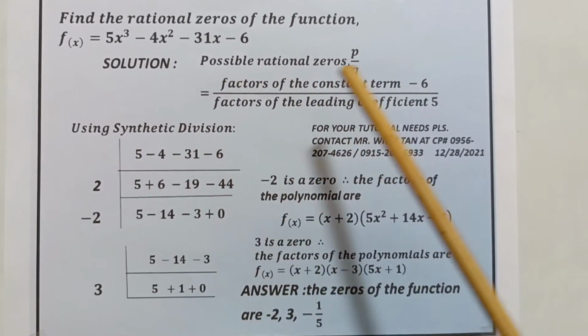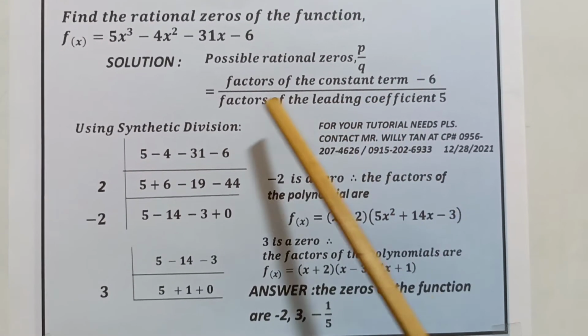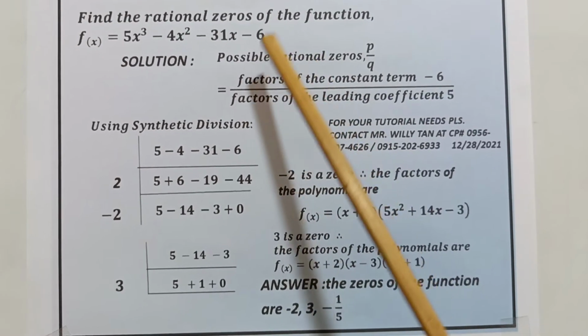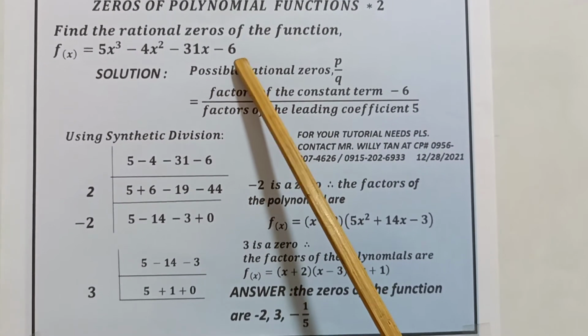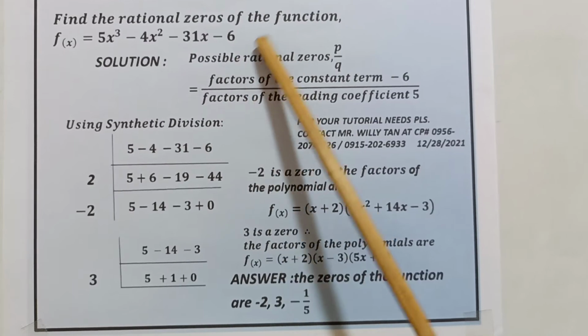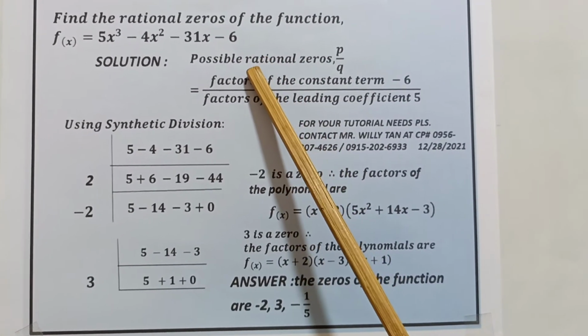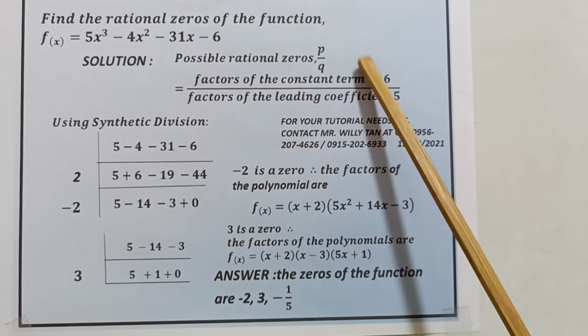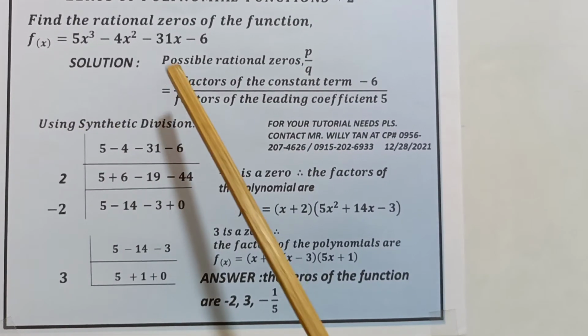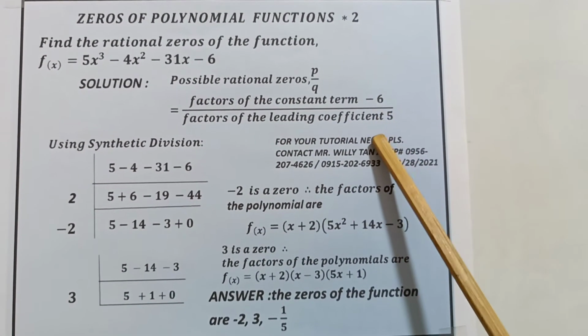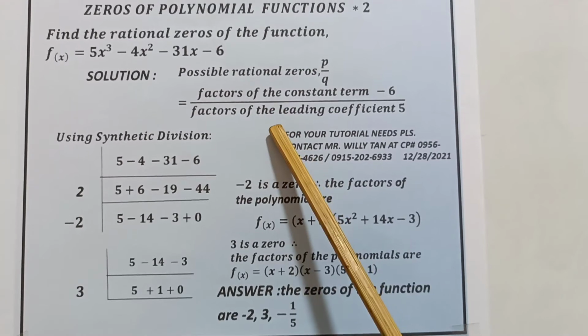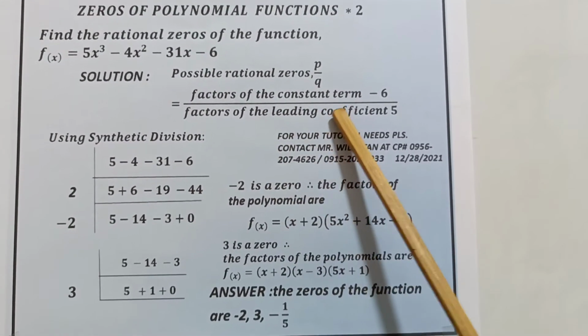Similar to the first problem that we have solved, the factors of 6 are plus or minus 1, plus or minus 2, plus or minus 3, and plus or minus 6. And the factors of 5, the leading coefficient, are plus or minus 1 and plus or minus 5.